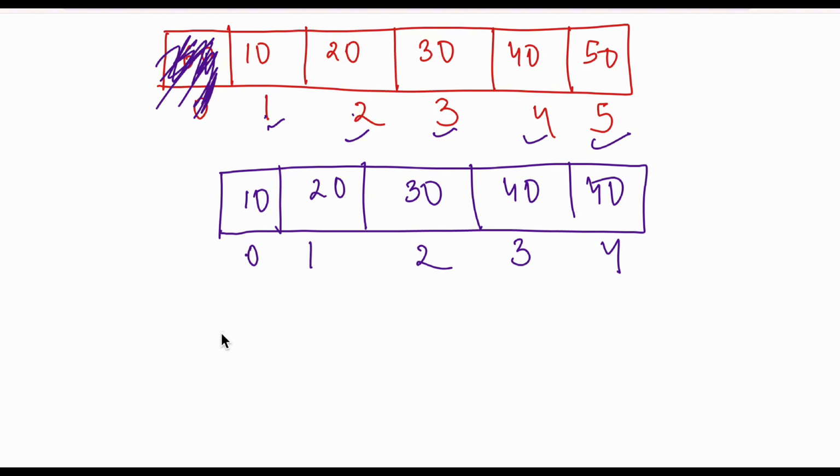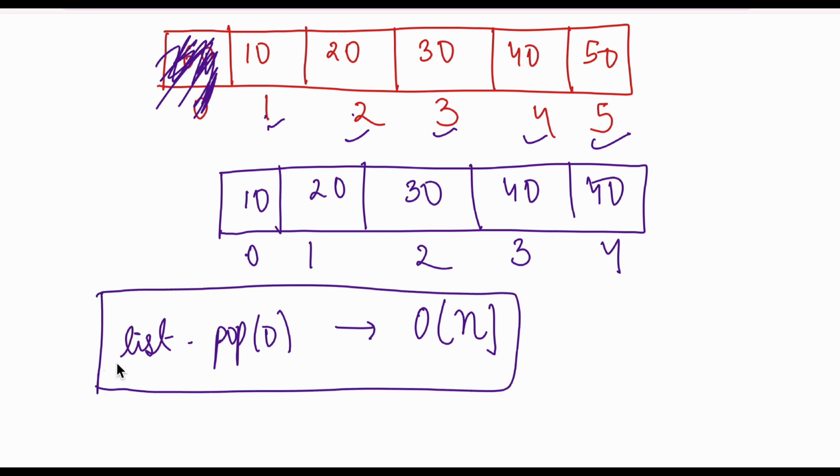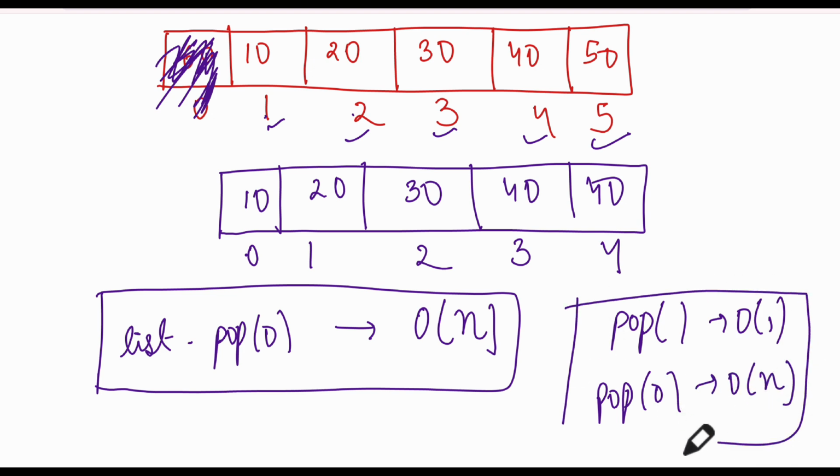So this is done by list.pop(0), and this is also O(n). Again, popping from the end: if you just write pop, this is O(1), and if you write pop(0), it becomes O(n) time complexity. So this is very important to see.